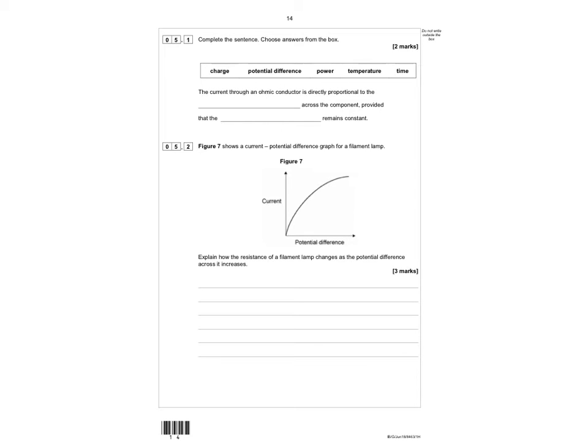Well, any conductor is something that conducts electricity, and if it's ohmic, the clue there is that current and potential difference are directly proportional. What that really means is, if you plotted it, you'd get a straight line, and the resistance therefore does not change, so the resistance is constant. So the current through an ohmic conductor is directly proportional to the potential difference.